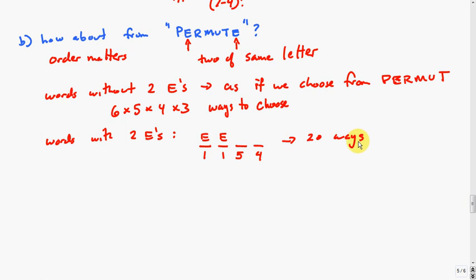But of course, there's more than that many. There's different ways we could arrange the E's, and every time we arrange them in a different way, we'd have 20 new ways. So what we could do is think about how many ways can we arrange 2 E's in a list of 4.